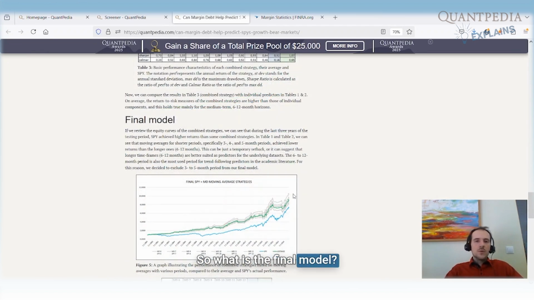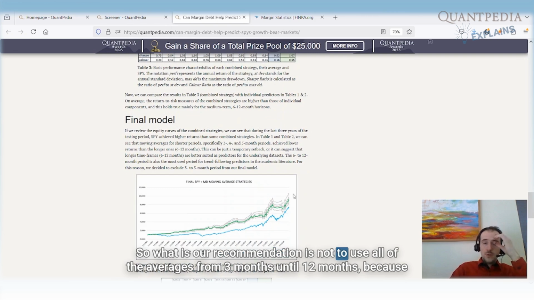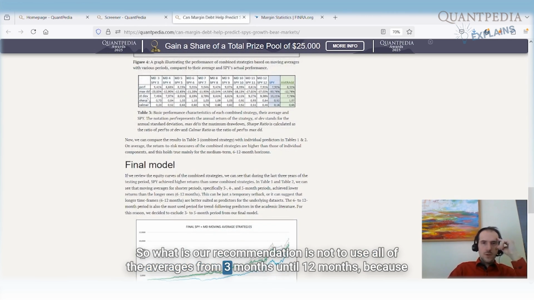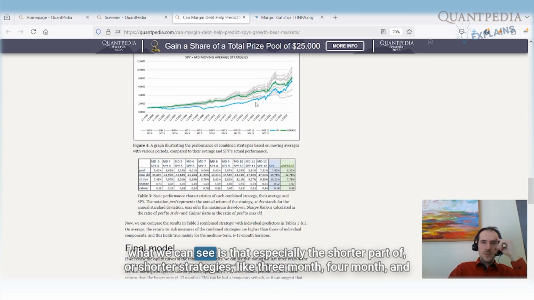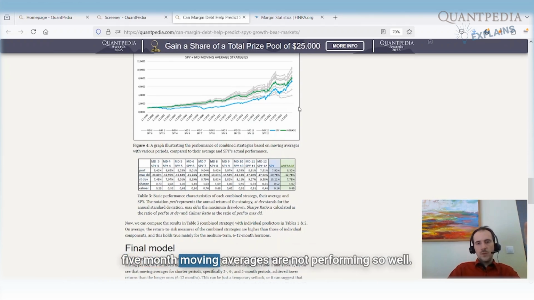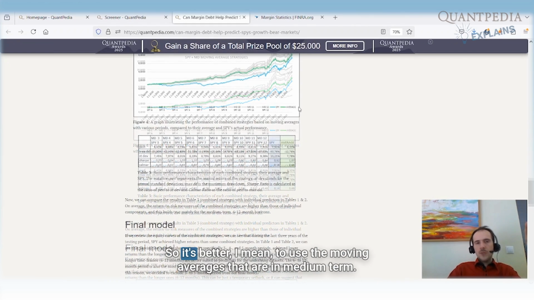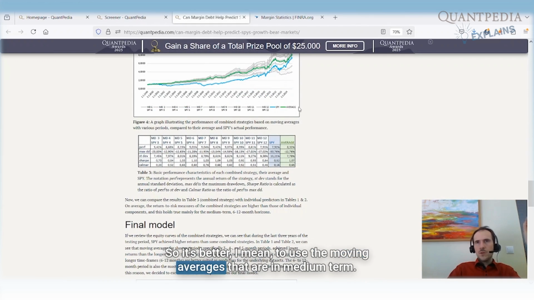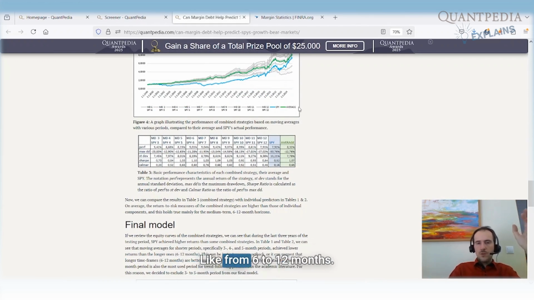Okay, so what is the final model? Our recommendation is not to use all of the averages from 3 months until 12 months, because what we can see is that especially the shorter strategies like 3-month, 4-month and 5-month moving averages are not performing so well. So it's better to use the moving averages that are in the medium term, like from 6 to 12 months.